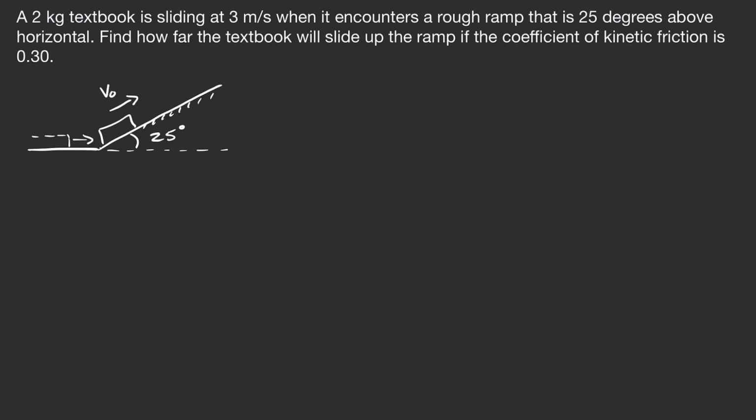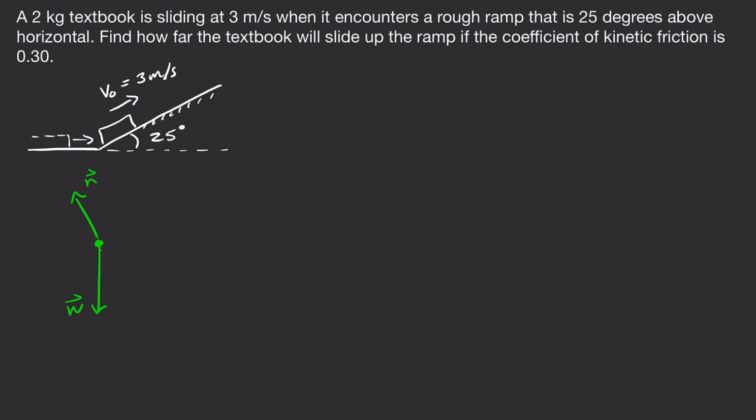And so it has its initial speed of 3 meters per second when it starts going up the ramp, but now that there's friction, it's going to slow down, and we want to figure out how far up the ramp this textbook slides. So as soon as it's on the ramp, we want to draw our free body diagram. That's when our forces start taking place, our friction forces. So we have a normal force that's up the ramp, and our weight is straight down, towards the earth.